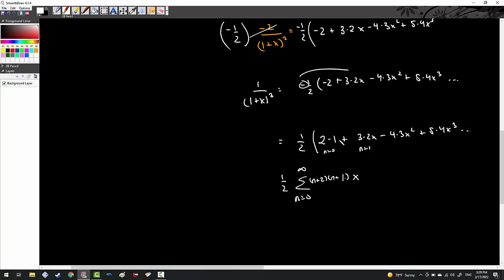The x's are x to the 0, x to the 1, x to the 2, so that's x to the n. And there's an alternator out in front. So this is your series generator for number 19b.